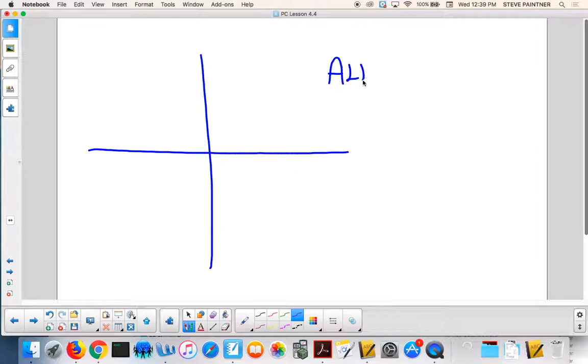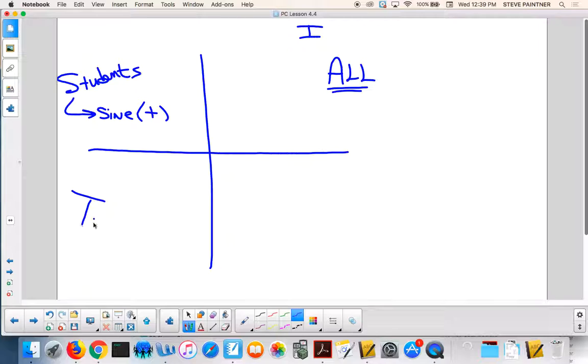Now, all goes in the first quadrant, which means all trig functions are what? Positive. Everything's positive in the first quadrant. All students, sine is what? Sine is positive in this quadrant. All students take, t is what?